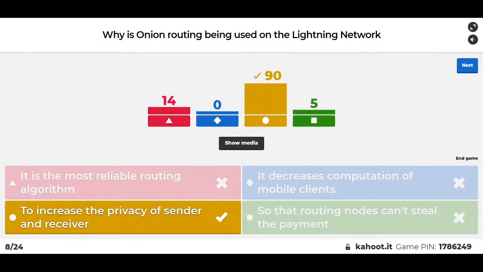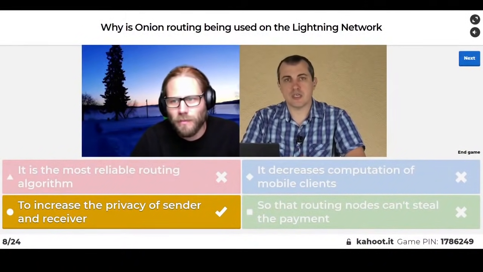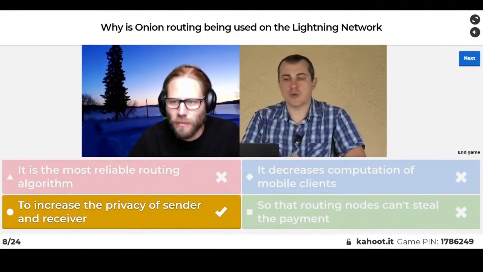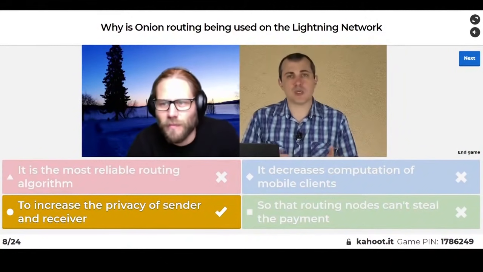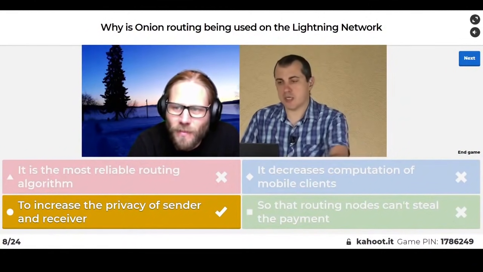Why is onion routing being used on the Lightning Network? To increase the privacy of sender and recipient. Onion routing is where each hop through the network is encrypted so that only the node intended for that hop gets to see it. All they can see is where it came from and where it's going, their immediate neighbors. They can't see the original source and final destination of a payment. They only see which channel it's coming in from and which channel it's going out on, and that's all the information they have. This is the same thing that's used in Tor, the onion routing network. The Lightning Network uses a protocol called Sphinx, which is a slight variation of the protocol used in Tor. But again, it's a mechanism for privacy.